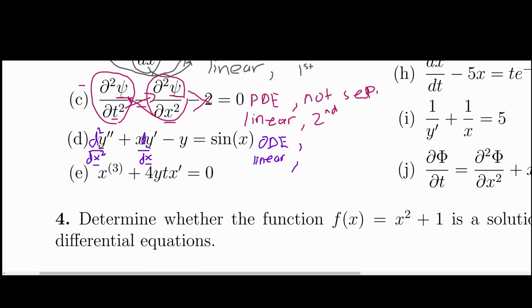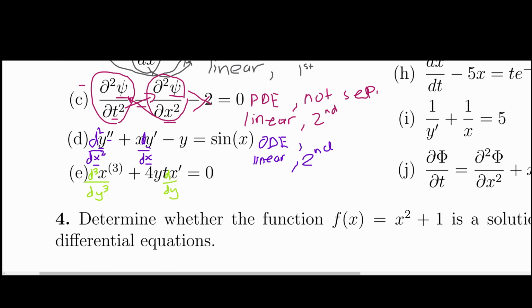Now we look at the order. We look at the highest order, this being 2 right here, so it is of the second order. Now we're going to look at part E. So for this, it is easier to write it as d3 of x over dy3 plus 4yt times d of x over dy.